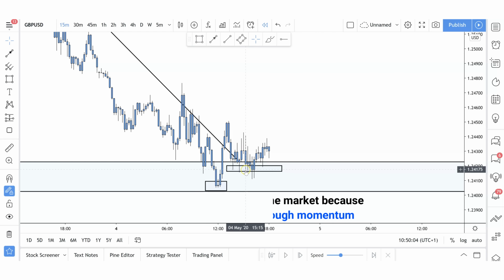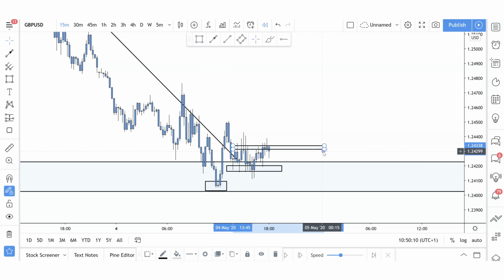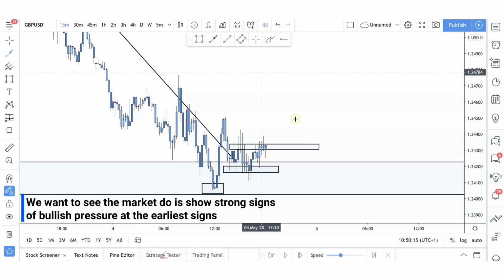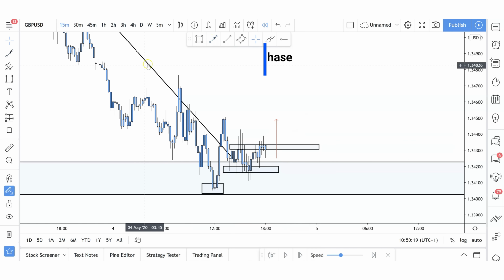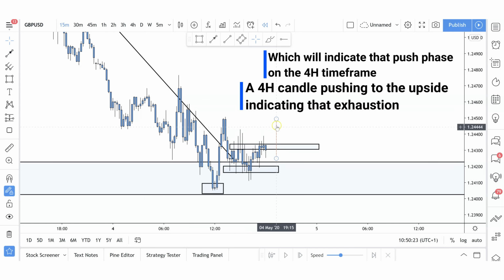Now, again, we're not buying the market because we do not have enough momentum, and plus we are not going to be buying into this wick area here. What we want to see the market do is show strong signs of bullish pressure at the earliest signs, that's where on the 15-minute time frame, which will indicate that push phase on the 4H time frame, and then a 4H candle pushing to the upside, indicating that exhaustion.